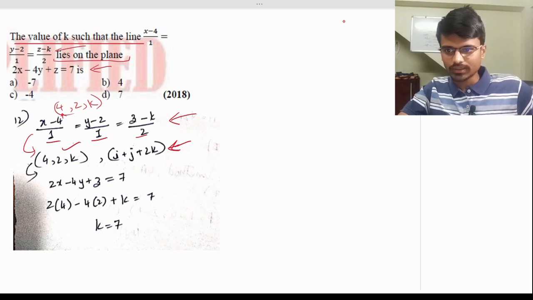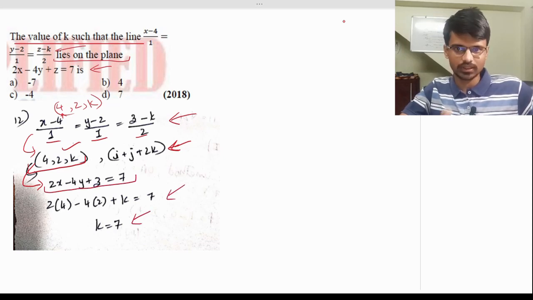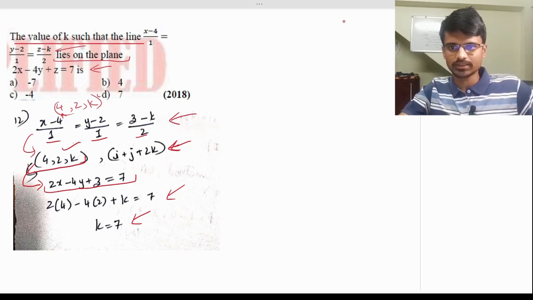They are telling us the line lies on the plane. That means this point also lies on the plane. This point should satisfy the equation of the plane. Everyone agrees? Okay. So I'll just substitute the coordinates of this point in my equation of plane, and I'll get the value of k. So this is a trick question. It can be solved in a minute easily. So the correct answer is option D.